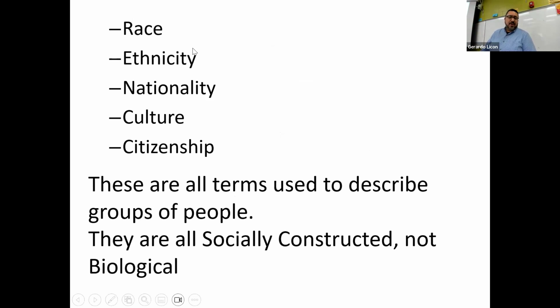So these different things, race, ethnicity, nationality, culture, and citizenship, are all terms that are used to describe different groups of people. But they are all socially constructed. None of these are biological, not even race or ethnicity. And I'll talk about that in a bit. I'll explain that.